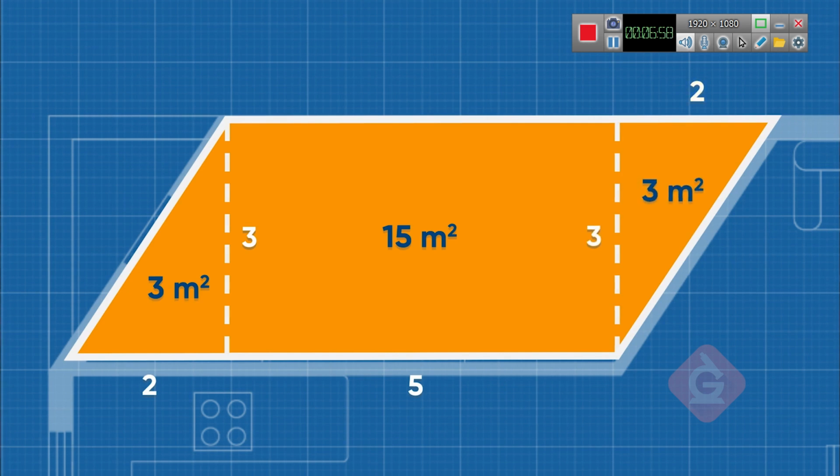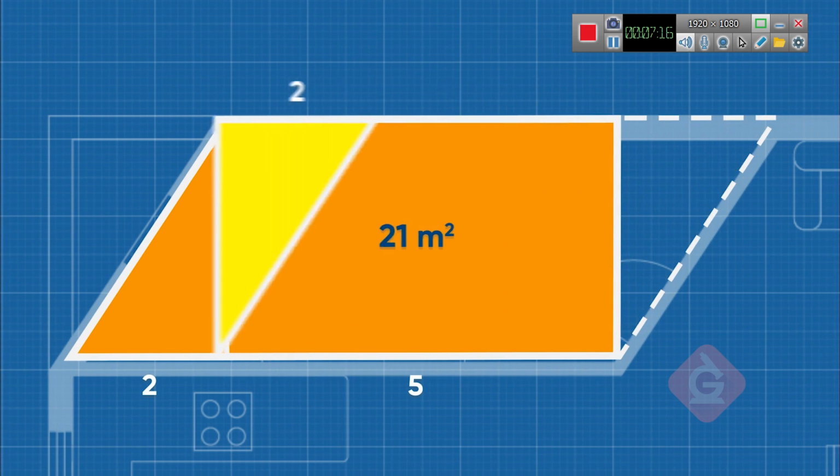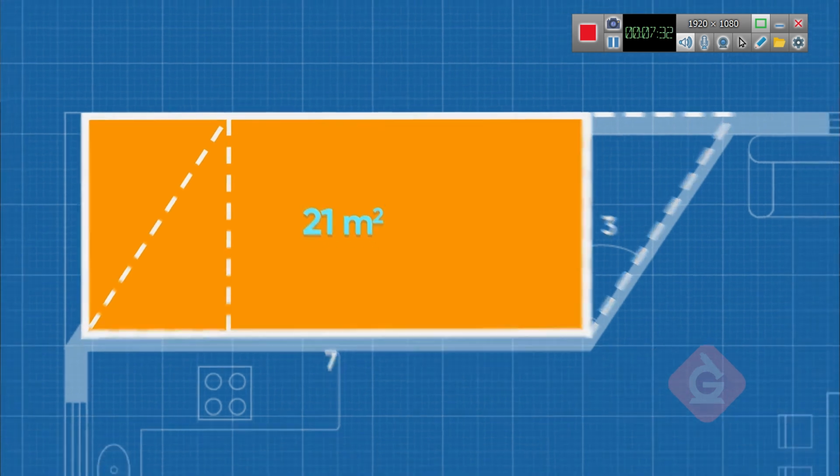Now let's add up the area of these shapes. 3 square meters plus 15 square meters plus 3 square meters is 21 square meters. Excellent. So remember how in math there's often more than one way to solve a problem? Well, check this out. If we move one of these triangles to the other side, we get a rectangle. Which we can find the area of in one simple step, length times width. That's right. Try it. This new shape is 7 meters long and 3 meters wide. 7 times 3 equals 21 square meters. It's the same answer. Great.